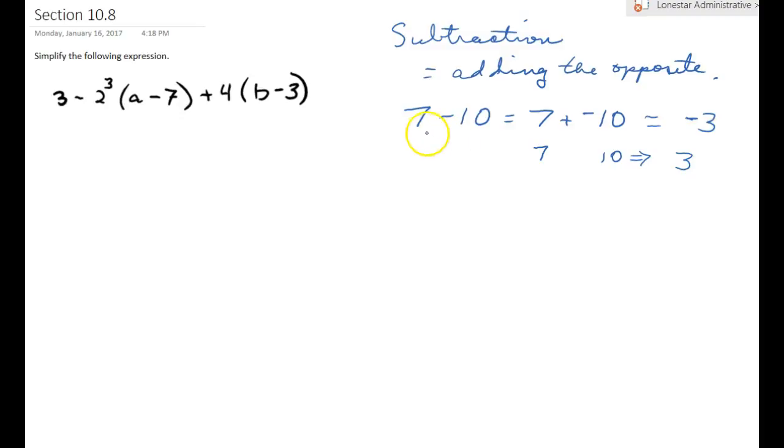So what we're saying here is 7 minus 10 is negative 3. 7 minus 10 is the same thing as 7 plus negative 10. So these are all tools you'll need to use. Okay, let's go back to our problem, and we're going to change all of the subtractions into additions. So we're going to have our 3, and instead of minus, we're going to add the opposite of 2 cubed, and then instead of minus 7, we're going to add the opposite of 7.